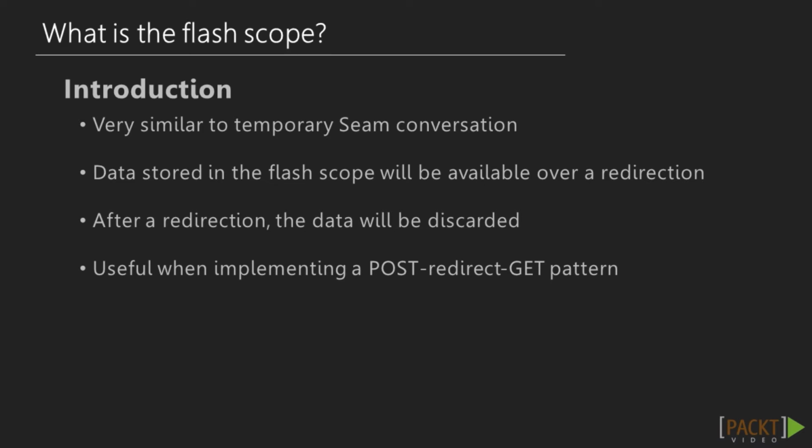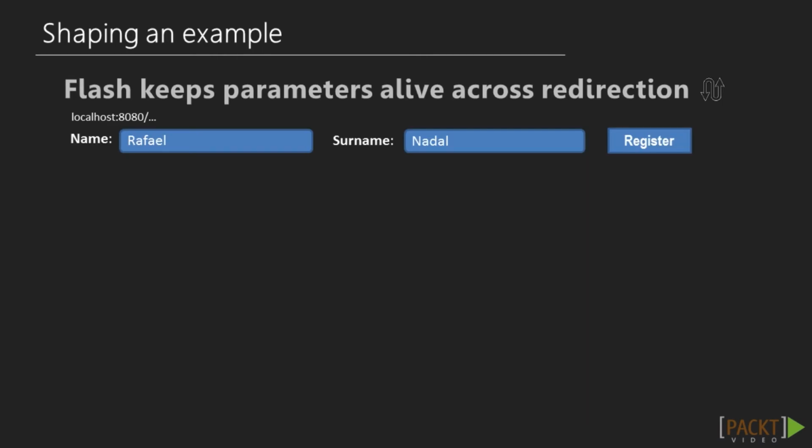This is really useful when we are implementing a post-redirect-get pattern. Now, for a better understanding, let's suppose the following scenario. A tennis player needs to register on the ATP website. Among other information, he will provide his name and surname and click on the register button. This is accomplished in the index.html page.